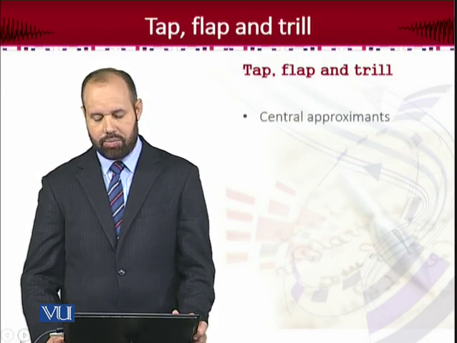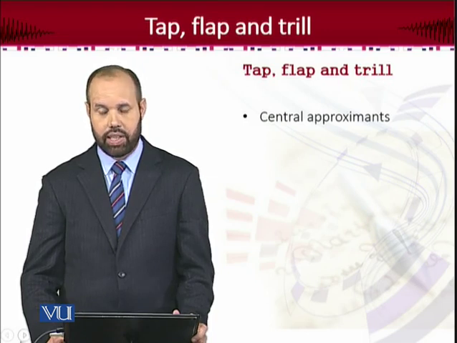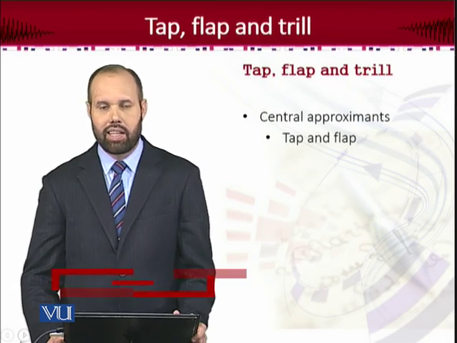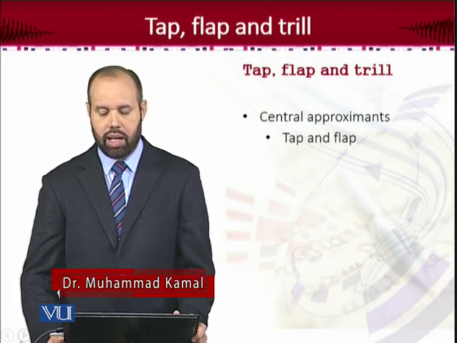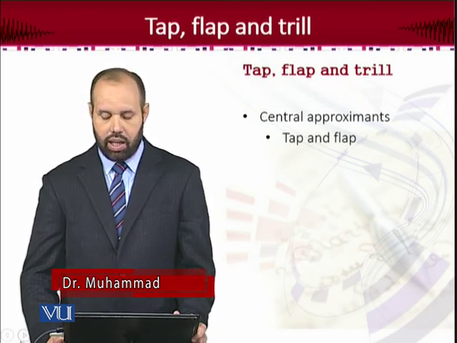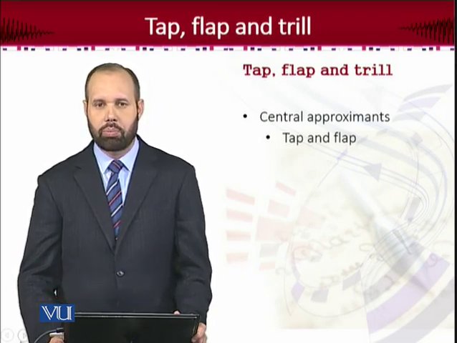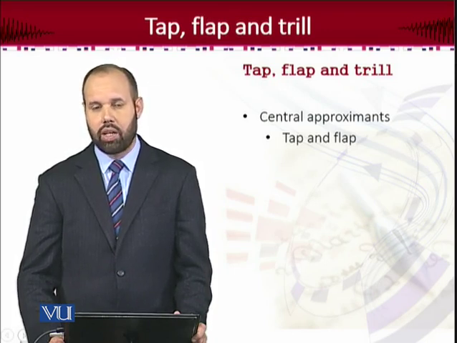Right? These are central approximants, and by central approximants, we mean that the air passage is allowed to pass through the center of the oral cavity. Right? Then, just for comparison, l is a lateral approximant, and these three, tap, flap, and trill, are central approximants, right? Tap and flap are almost similar. There is one point which we need to discuss as a difference between tap and flap, right? But these are very, very similar, tap and flap.